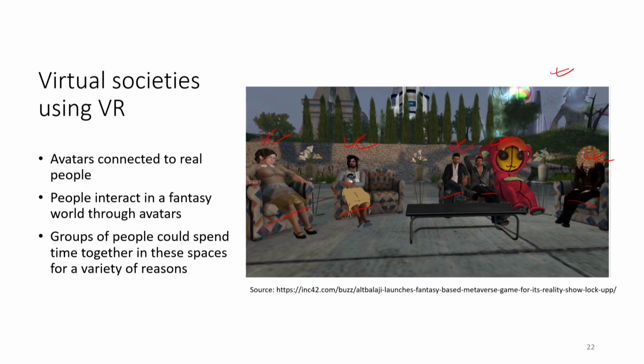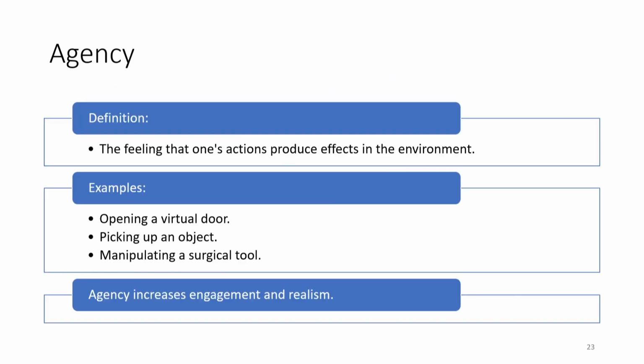For a variety of reasons they may enter this virtual space, and their real bodies are not present, but because you can see these avatars sitting on sofas around a teapot, they are actually able to feel as if they are part of this environment. These sorts of virtual societies are now becoming commonplace using various virtual reality apps.